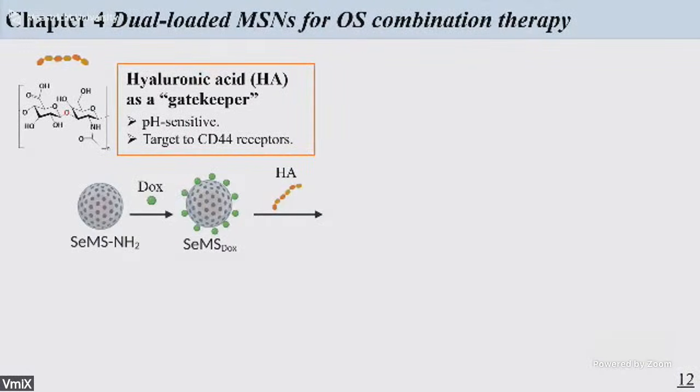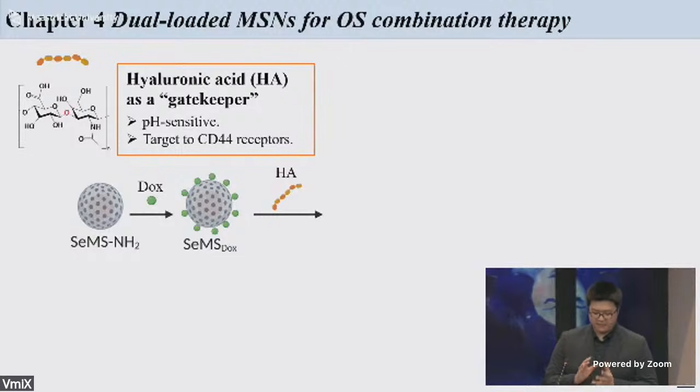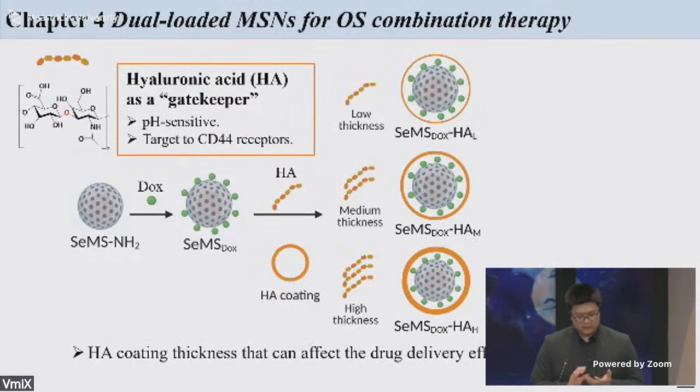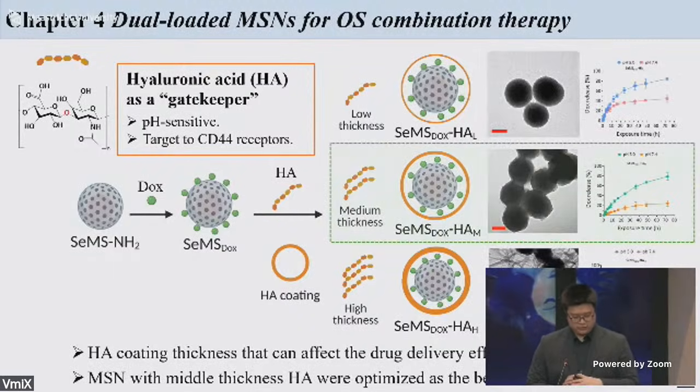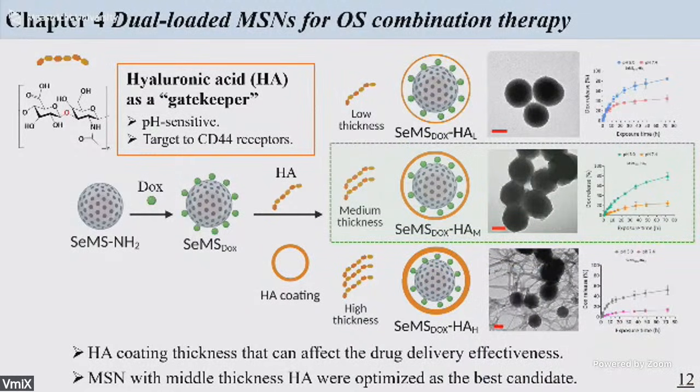In this study, we loaded dox in the MSN mesopores and used hyaluronic acid as the gatekeeper on the MSN surface to control the dox release, because HA is pH sensitive and also targets CD44 receptors. We first optimized the coating thickness that can affect drug delivery effectiveness, aiming to develop the most suitable MSN delivery system. Based on the morphology and the release profile of the nanoparticles, we determined that the MSN with middle thickness HA coating was the best candidate for further research.